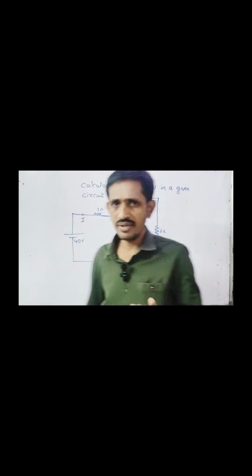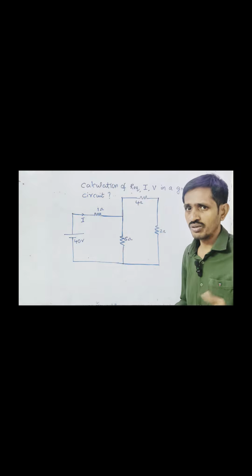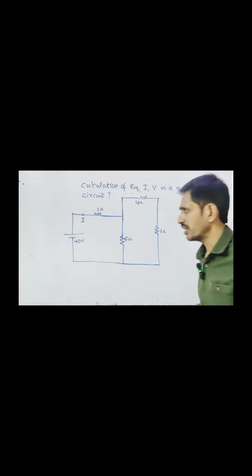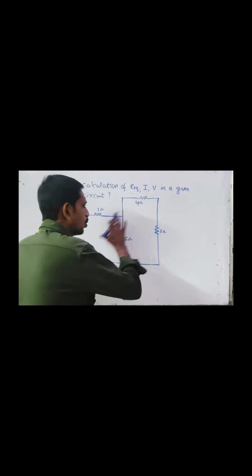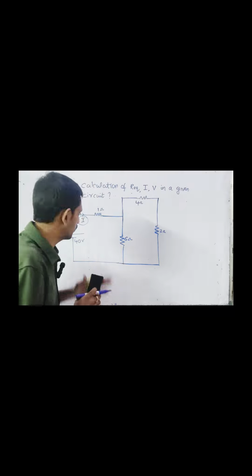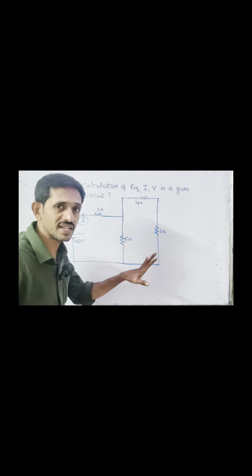Definitely one question from equivalent resistance problems, and also how to find the current in the circuit, everything will be asked. So for these problems, we have to calculate the total resistance to find out the total current. How much current is drawn from the battery? First of all, we have to calculate the total resistance of the given circuit.